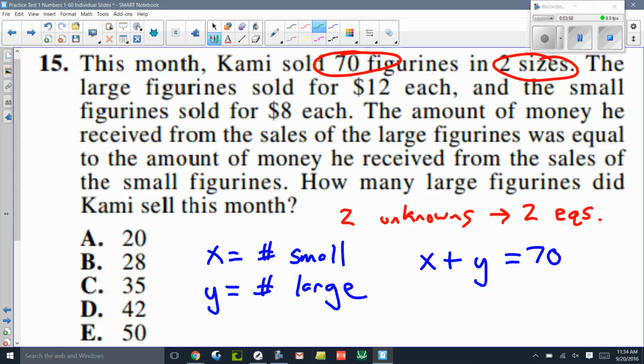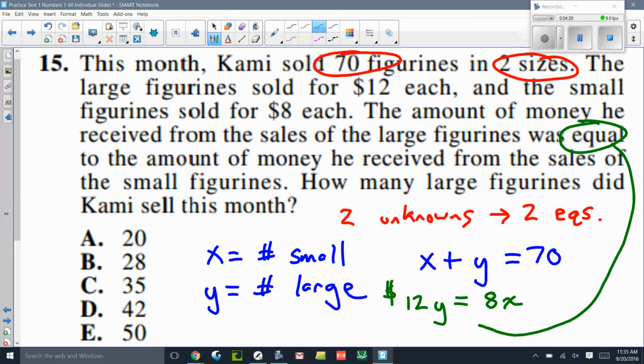The second equation we're going to come up with is going to be based on cost. It says the large figurines sold for 12, so we're going to have $12 for each large figurine, which is y, and we're going to have $8 for each small figurine, which is x. Now, in this case, it says the amount of money received from the sales was equal. So in this case, I definitely should not use plus. I know that the sales for the large, which is 12y, has to equal the sales from the small. And that comes from that keyword right there.